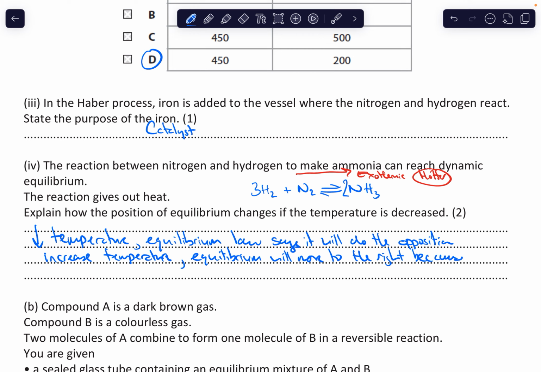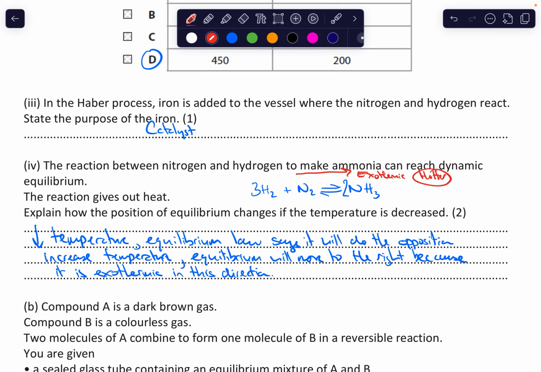And the reason why, because it is exothermic in this direction. Okay, marks wise, you're going to get 1 for explaining that that's because it's exothermic in the direction, and the other because it's going to do the opposite of what it's been forced to do.